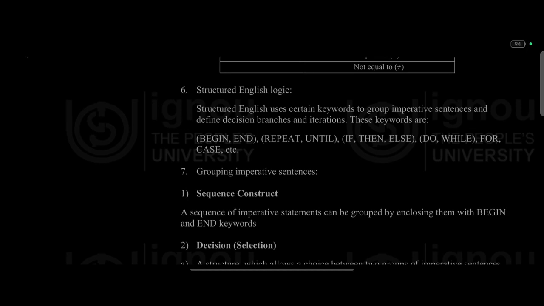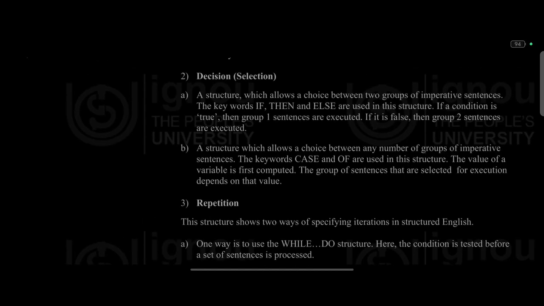Sequence construct. A sequence of imperative statements can be grouped by enclosing them with begin and end keywords. A decision selection is a structure which allows a choice between two groups of imperative sentences. The keywords if, then, and else are used in this structure.